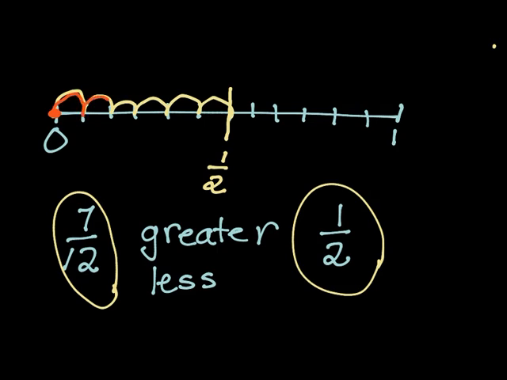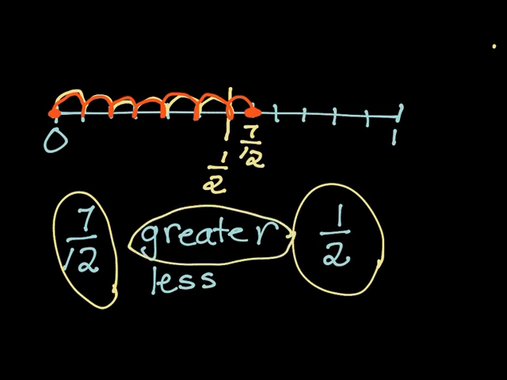1, 2, 3, 4, 5, 6, 7, 8. If you said 8, you're not paying attention. Okay, so 7/12 would be right there. Now can I see which is greater? Is that 7/12 greater? Okay, so I could have used a number line.